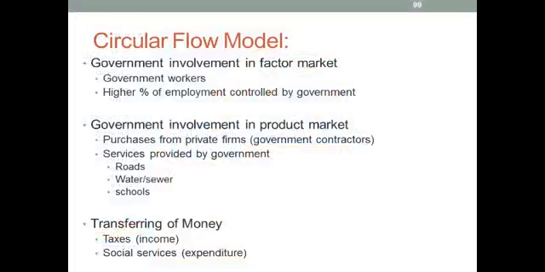All right, so government involvement in the factor market. You have government workers, and a higher percentage of employment is controlled by the government. It's not just private firms that are employing people. The government is doing it also. Government is also involved in the product market. They make purchases from private firms who are government contractors, and there are also services provided by government that aren't provided by anybody else. Roads, sewers, water, schools, things like that. There's also this transfer of money. Taxes are the government's income. Social services are government expenditure. Okay, that's what the government is paying out. Taxes are what they take in.